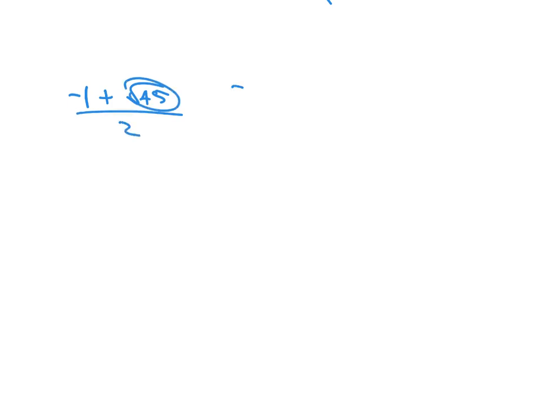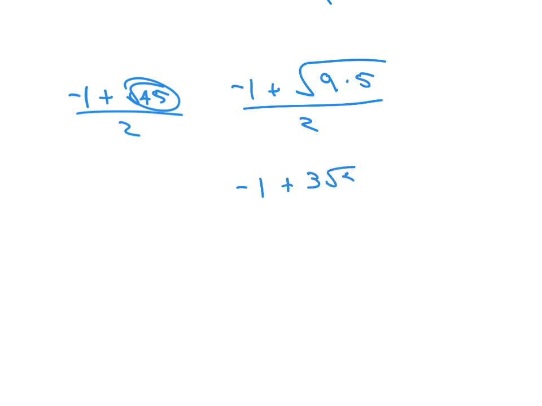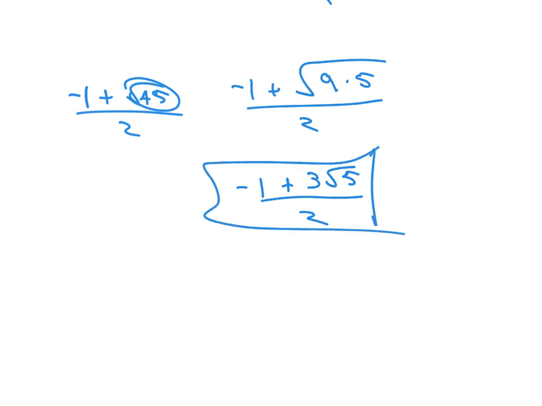Square root of 45. So that gives me negative 1 plus 3 square root of 5 over 2. Can't do anything with the square root of 5, and that is all you can do. We can't factor anything out. We can't cancel anything, so that ends up being our simplest problem.